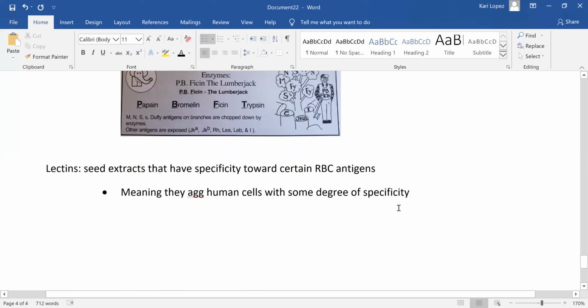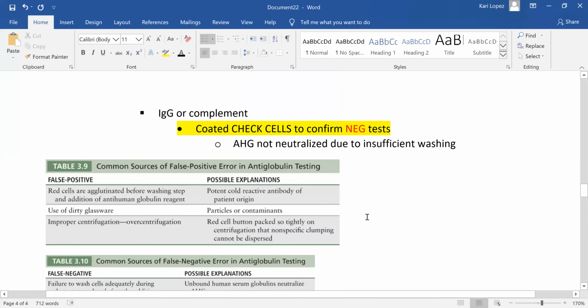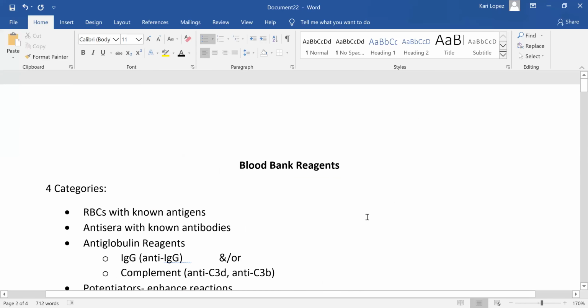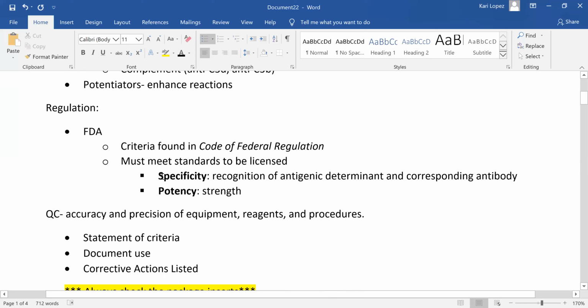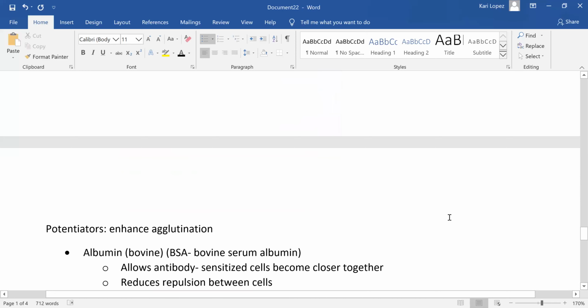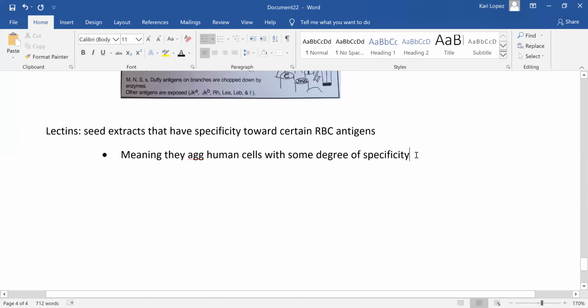Sorry about that. Now, lectins are seed extracts that have specificity towards certain red blood cell antigens. And so that means that they agglutinate human cells with some degree of specificity. And again, if you can't remember what specificity is, look it up, because it's better than just not knowing and moving forward like that. So specificity is the recognition of antigenic determinant and the corresponding antibody. And even if you have to go and type it again or write it off the side of the paper or whatever you need to do, to remember things.